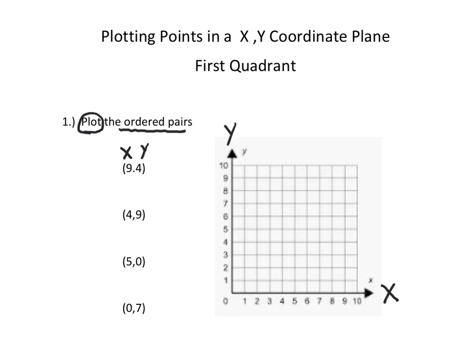So to plot the ordered pair 9, 4, I need to go to 9 on the x-axis, then I need to go up 4, up 1, up 2, up 3, up 4. So I'm going to place a dot there, and I'm going to label that 9, 4.